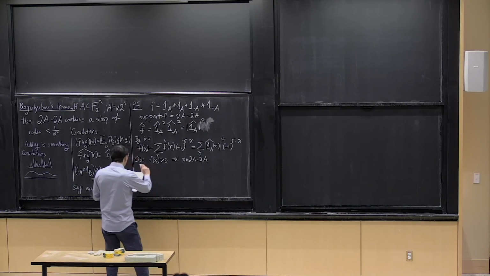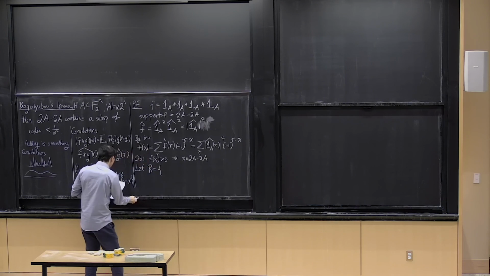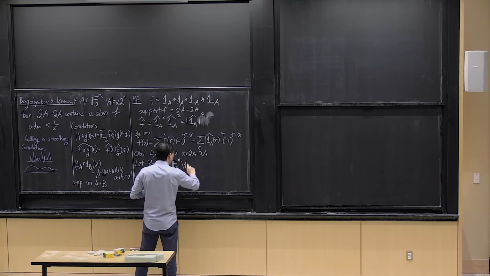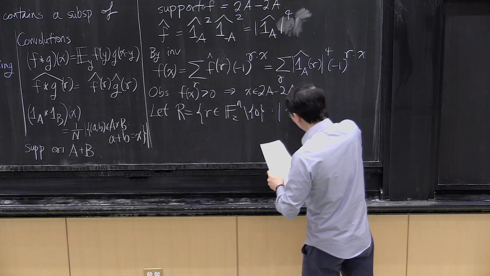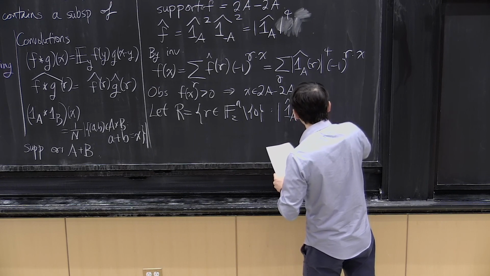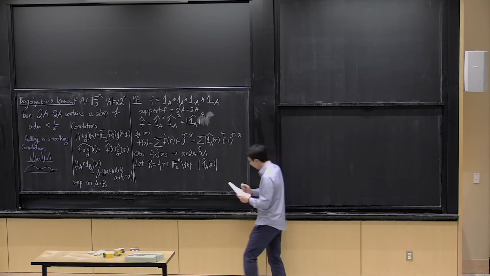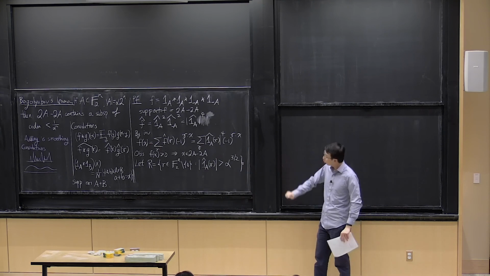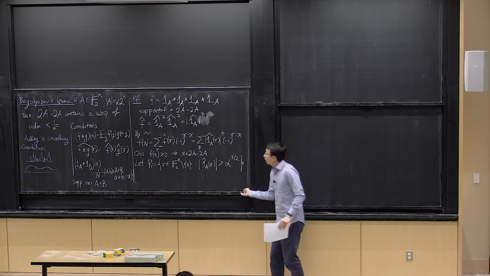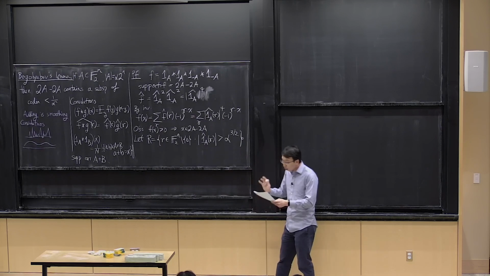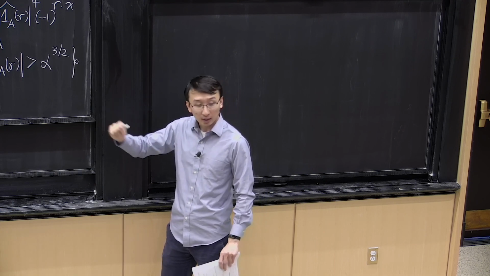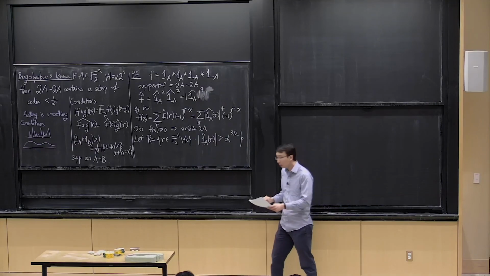So what we can do is let R be the set of Fourier characters whose corresponding value in the Fourier transform is large, at least alpha to the 3/2, and that value will come up later. So let's look at this R. We're going to look at the orthogonal complement of R and show that f is positive on the orthogonal complement of R.